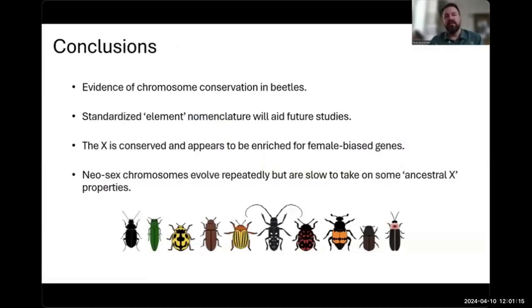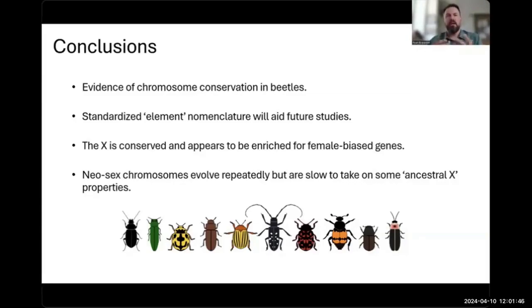So in conclusion, we see evidence of chromosome level conservation in beetles across over 350 million years of evolution. We think that this standardized element nomenclature will help aid in future studies so that we're talking about the same chromosomes across systems. The X chromosome appears to be conserved and appears to be enriched for female biased genes. And neosex chromosomes appear to evolve repeatedly, but appear somewhat slow to take on some of these ancestral X properties in some of these systems.